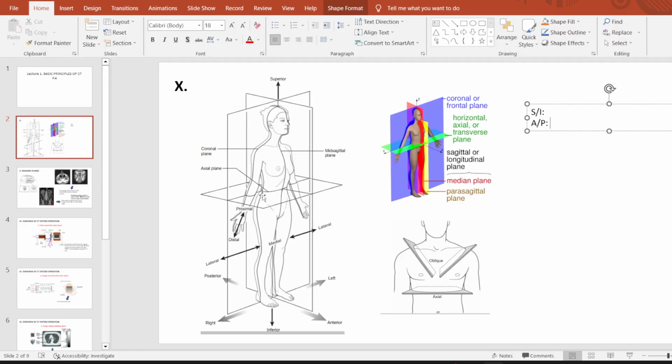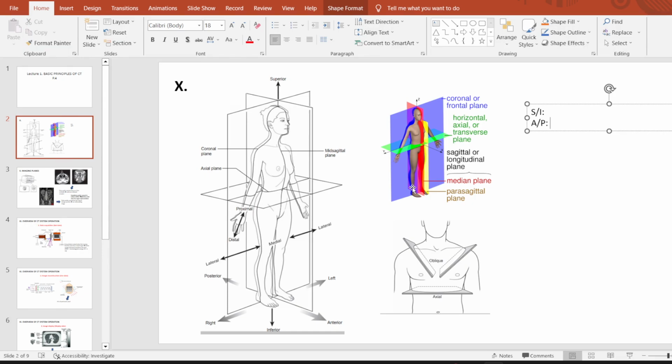So what is the axial plane? The axial plane is the plane right here, the green plane, the plane that divides your body into two sections, the upper one and the lower one.